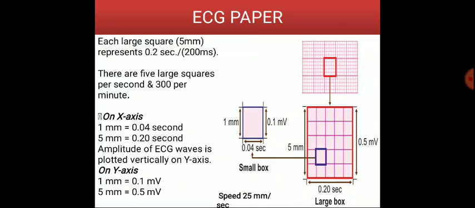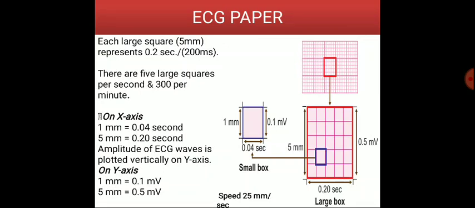There are 5 large squares per second and 300 per minute. Each large square is 5 mm and represents 0.2 seconds. So the x-axis denotes the time, and it is horizontal. On the x-axis there are 5 large squares, and one small square is 0.04 second. So 5 squares of 5 mm is equal to 5 into 0.04 second, which is 0.20 seconds.